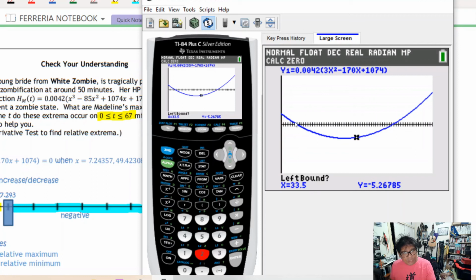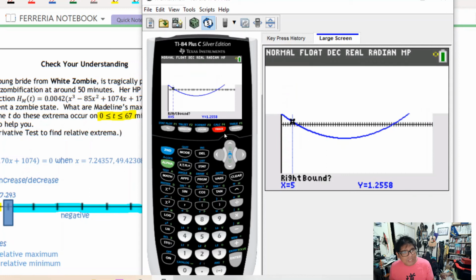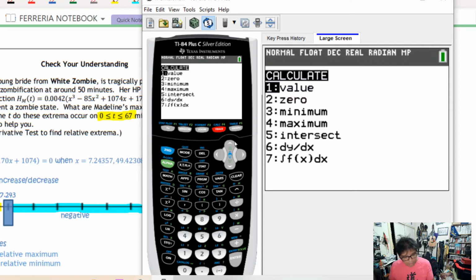If the 0 is here, give me a number to the left of that 0. And you can just type it in if you have some sense of the scale. And I know 5 is to the left of the 0. Now notice that it gives me this vertical bar. And if you're not quite sure if that's to the left of the 0 and you want to start over again, just second calculate again and look for a 0.